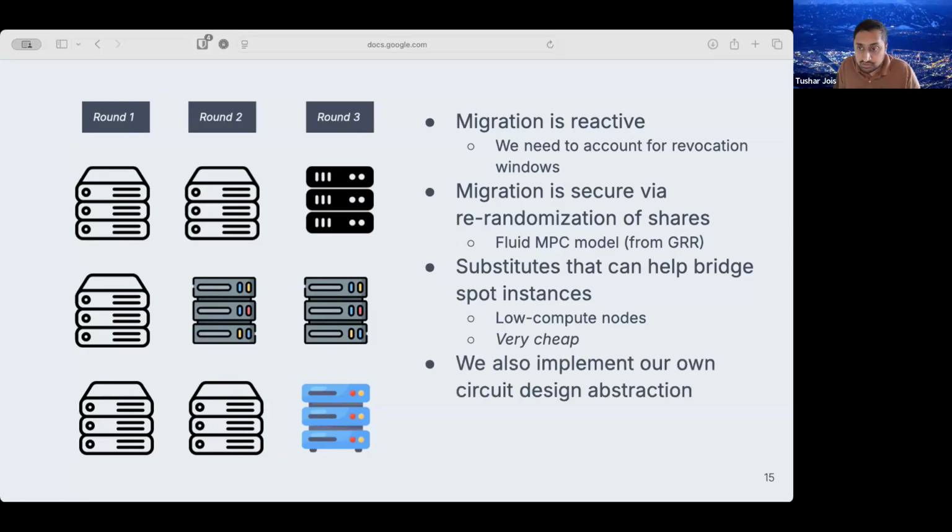We also implement our own circuit design abstraction. I mentioned this idea of handing off and migrating. It doesn't really line up with the traditional MPC protocol. And like I said, this dynamic MPC idea has mostly been discussed in theory, so we actually had to do a little bit of our own development to make sure that the semantics can be encoded into an MPC circuit that's actually computed. So we have some handoff primitives that we created inside of every MPC circuit in our ThriftyMPC system, and it organizes our computation into granular compute units.